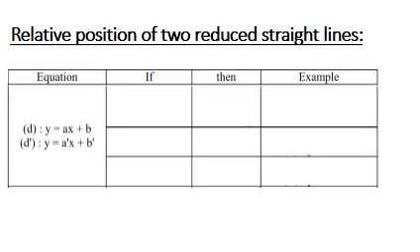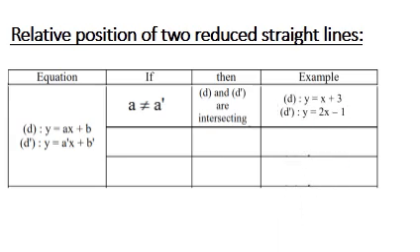Now we are going to discuss the relative position of two reduced straight lines. So suppose I have D, which is y = ax + b, and D prime, which is y = a'x + b'. If a is not equal to a', then those two straight lines are intersecting, and this is an example. 1 is not equal to 2, then the two straight lines are intersecting.